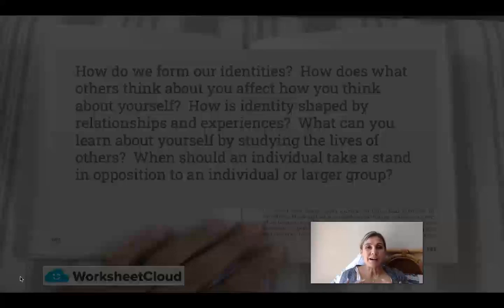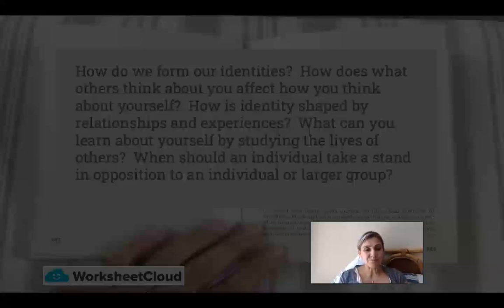How do we form our identities? How does what others think of you affect how you think about yourself? How is your identity, who you are, shaped by your relationships and experiences? What can you learn about yourself by studying the lives of others? And when should an individual take a stand in opposition to an individual or larger group? So just some things to think about in light of what we've just read, but also in terms of what's coming.